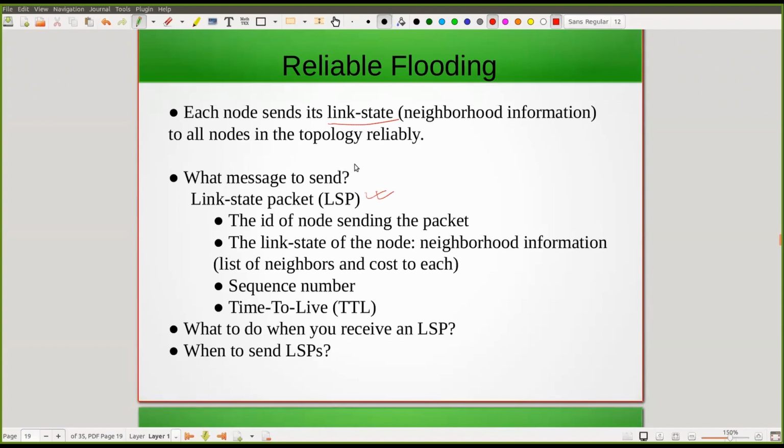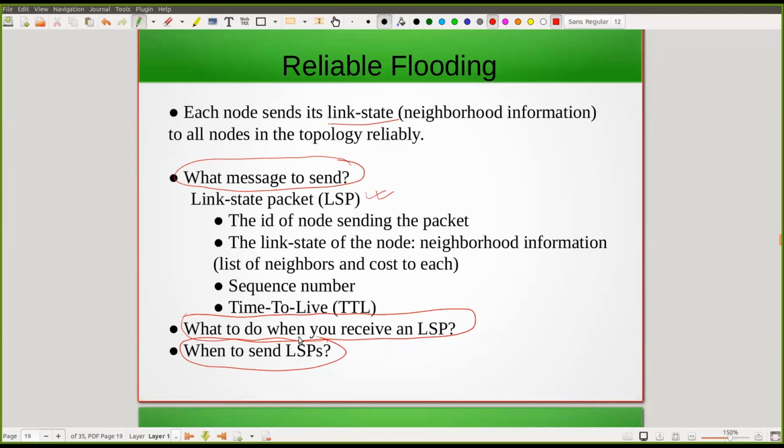Whenever we are talking about this reliable flooding, sending the information to its neighbors, you have to deal with three questions. What message to send? Whenever you send, we have to send the link state information, so we have to know what exactly to send. Then, when I am sending a message, somebody is going to receive it. When somebody receives this message, how is he going to react upon it? And the third question is, when to send this link state packet? These three questions we have to answer if we want to understand how this link state routing algorithm works as part of phase 1, that is, by doing the reliable flooding.